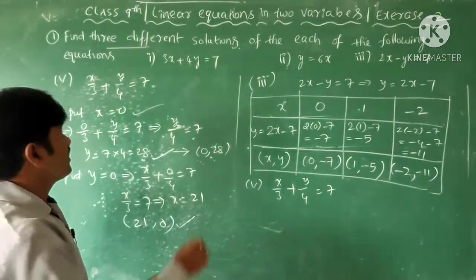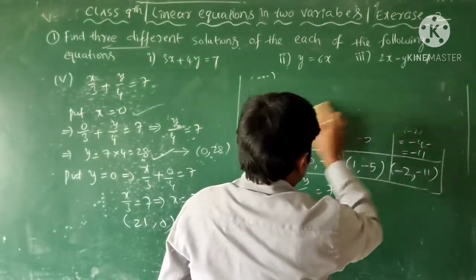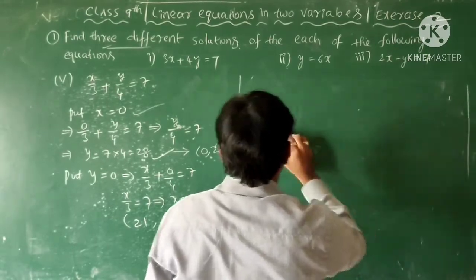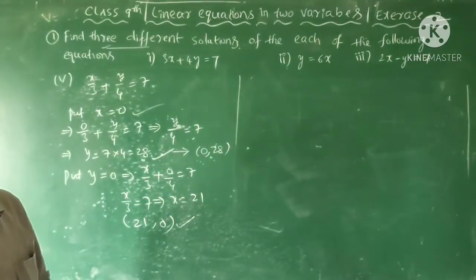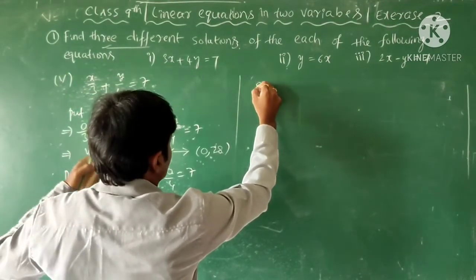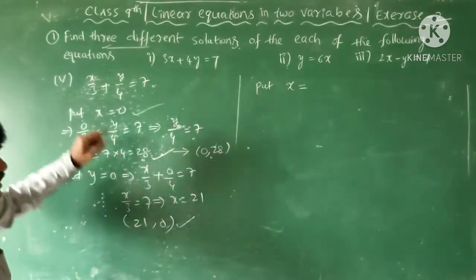We have to try to get the third solution. They asked us to find three solutions. So what is the third solution of this equation? As I said, our wish. So for my convenience, to get the third solution, I am replacing x by a value. What is the denominator of x?